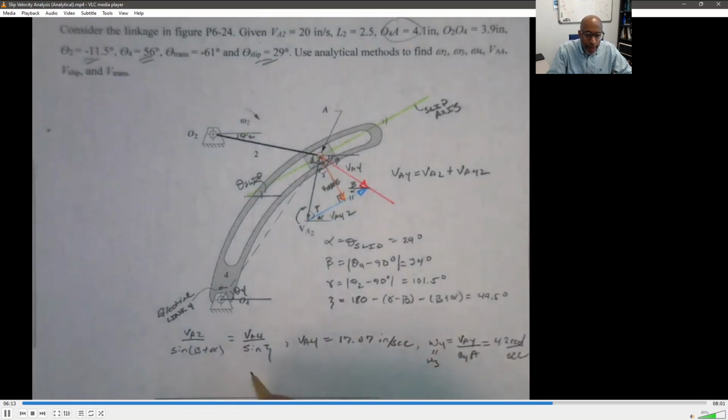And you may recall that since the block, link 3, is sliding inside of link 4, they must have the same angular velocity. Otherwise, that block would break out of the slot. And so omega 3 and omega 4 are equal.